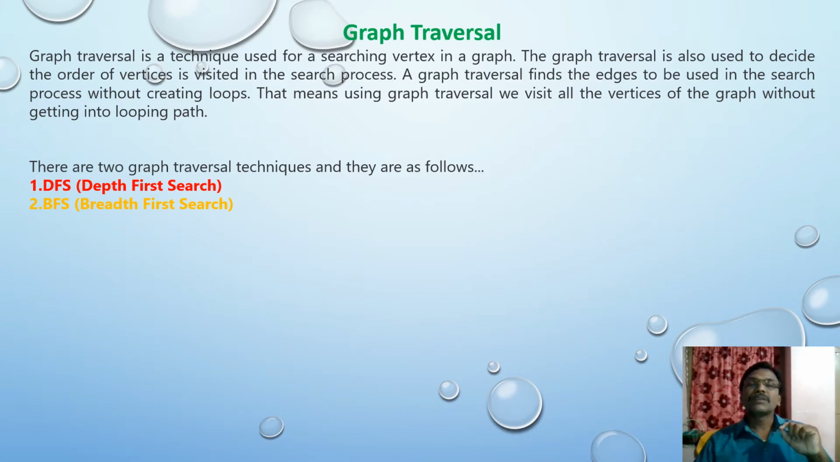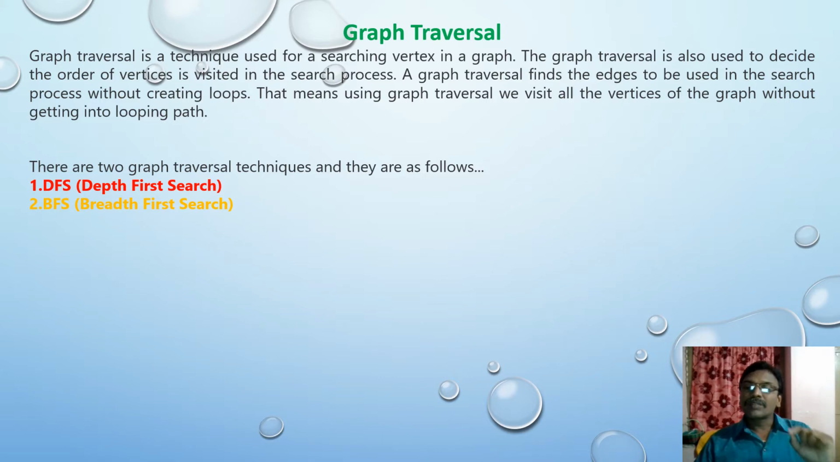That means using graph traversal, you visit all the vertices of the graph without getting into a looping path. Means at the time of visiting all the nodes, do not create a loop. That is the main important point.